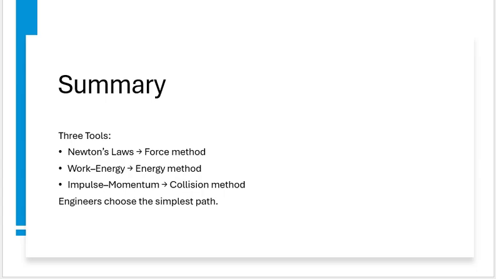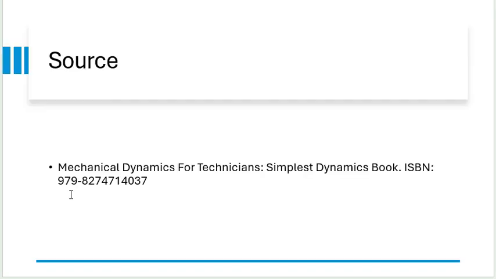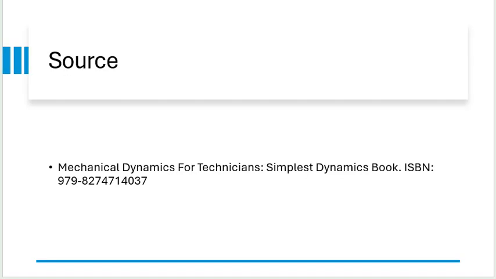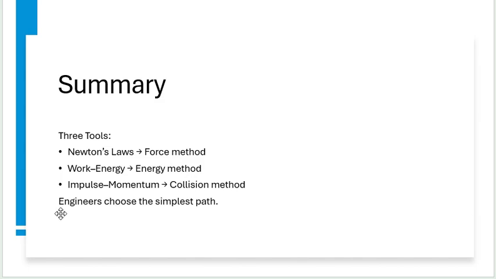All right. So this is the end of the chapter, and here is a source. I have to identify the source. And here the engineer chooses the simplest path. Why? Because we want to be very efficient. Smart people are always thinking about how to cut time.